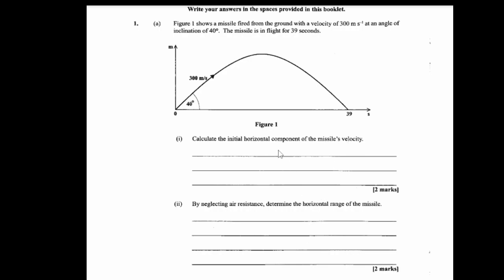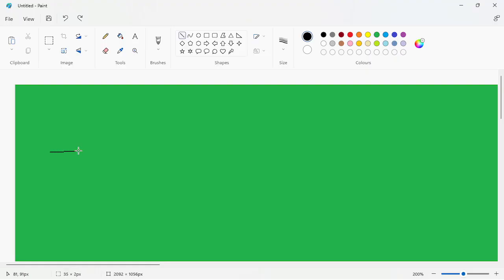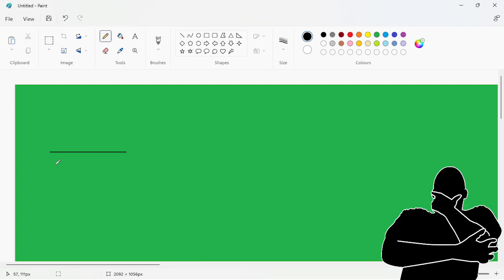In order to find the horizontal component of the missile's velocity, let us do a quick sketch. This is a level plane from which the missile is being fired, and this is the missile's initial velocity. This is stated to be 300 meters per second. The angle is stated to be 40 degrees. Now you're trying to find the horizontal component of this velocity. In order to find that, you're basically trying to find this component down here.